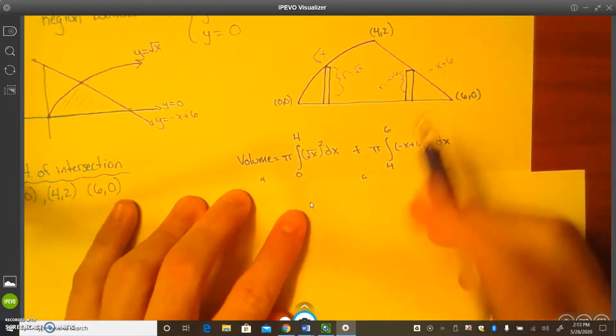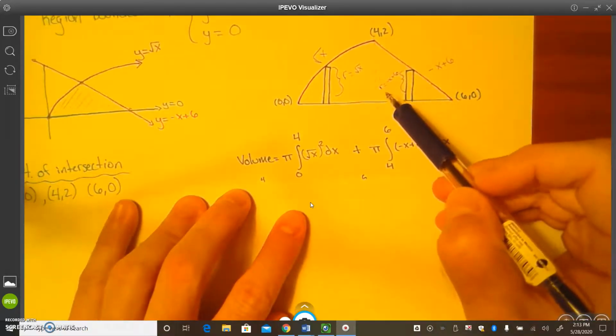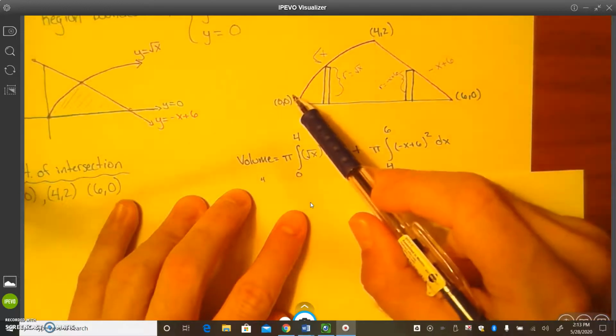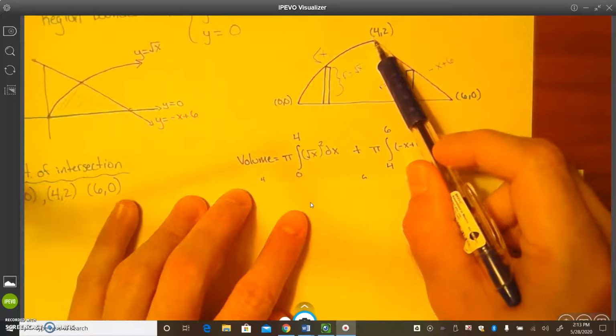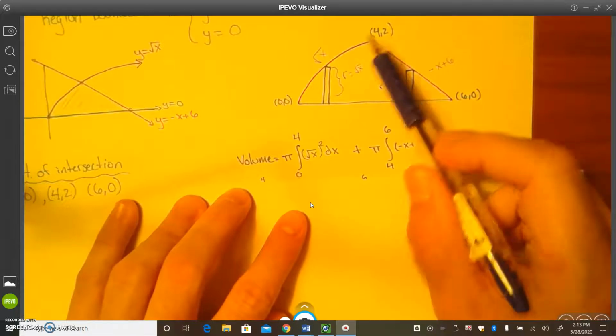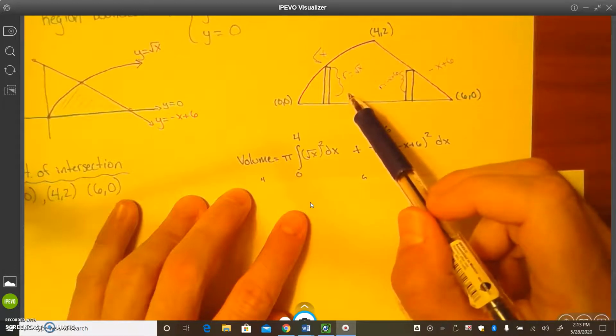So here, it's not terribly difficult, but if that radius function ever changes or is not consistent from one end of the region to the other, you have to figure out where it changes, and it's going to be at the point of intersection, and then split into two integrals, one for either side of that point.